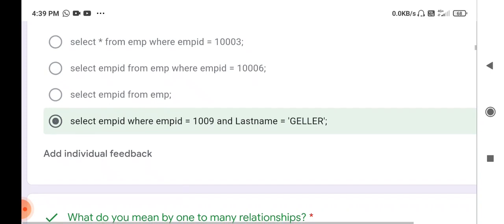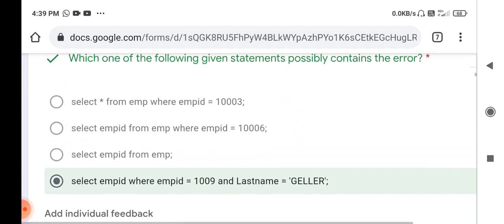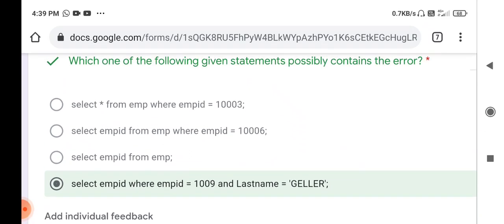The next option is select employee ID where employee ID equal to 1009 and last name equal to this. But this query does not mention the table name. Since it does not mention the table name, it gets confused about which employee ID column will be fetched. So option number 4 possibly contains the error.